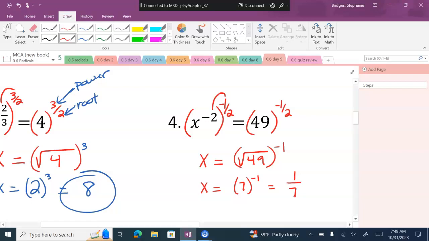If you're not sure how to do that in the calculator, I can show you. Hit the numerator first, so hit 1, and then hit your fraction.